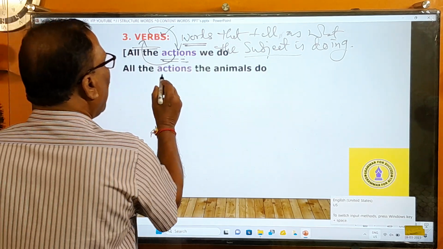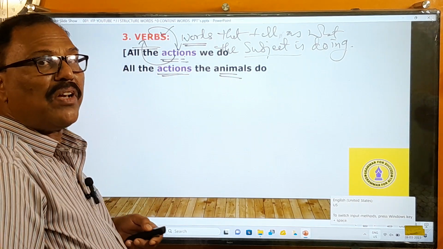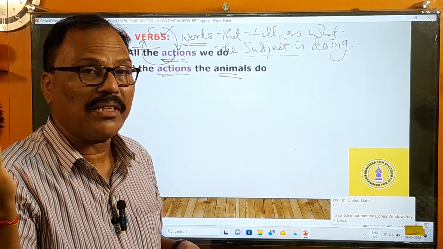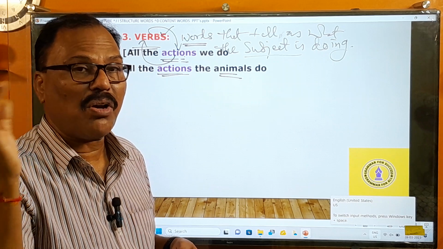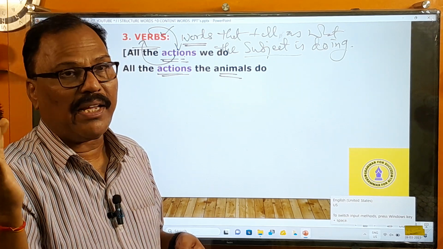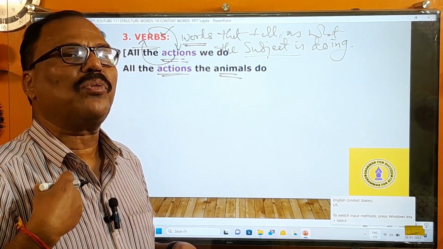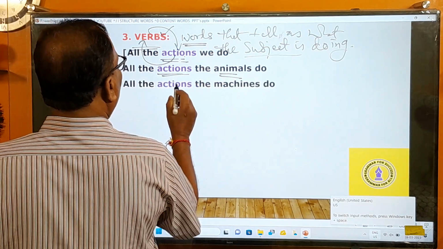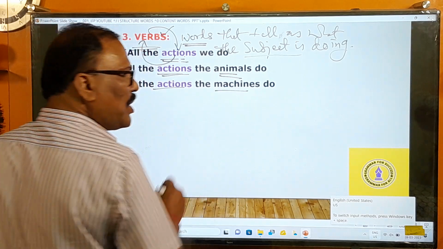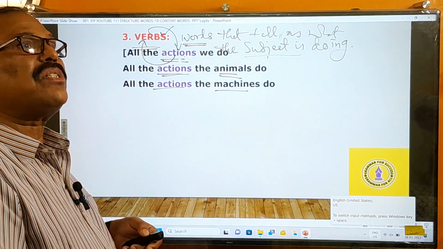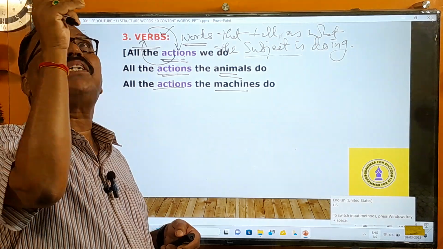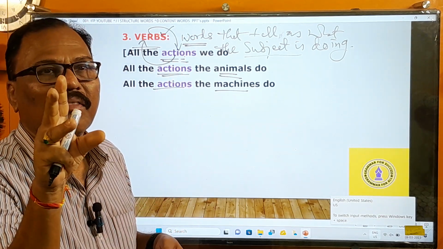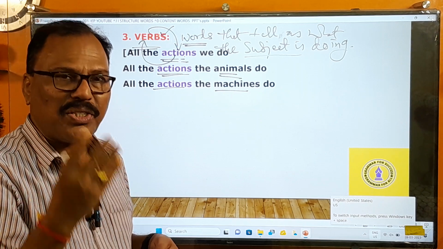And then comes all the actions the animals do. Animals also do actions just as we do. They also drink, they also eat, they also shout, they also bark, they also cry, all the actions we do except laughing, right? And all the actions the animals do are verbs. All the actions the machines do are also verbs. What is this fan doing? It is rotating. What is the light doing? It is glowing.